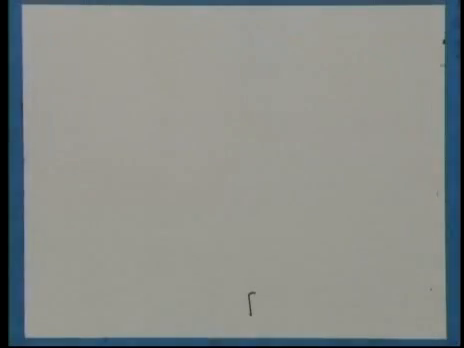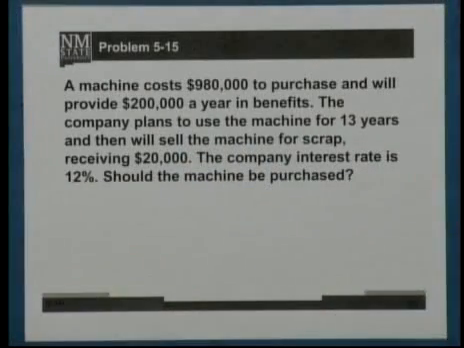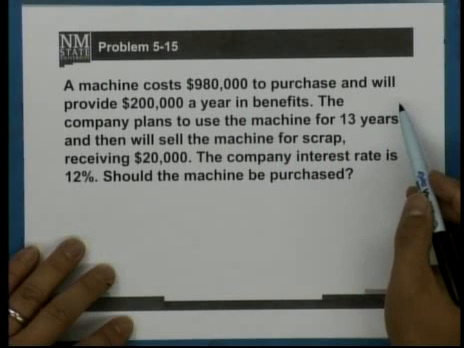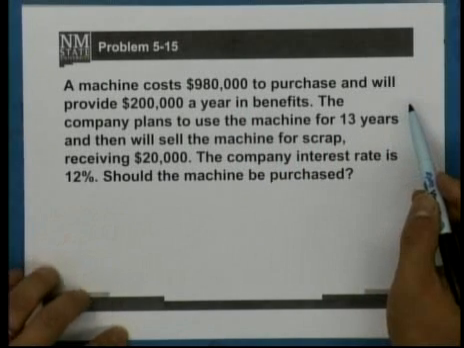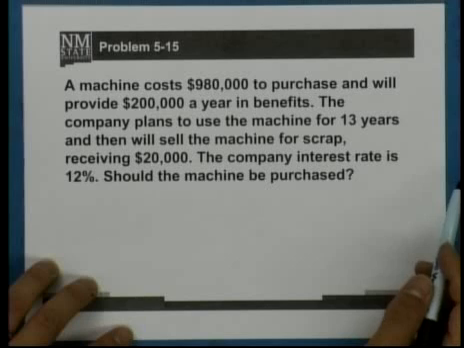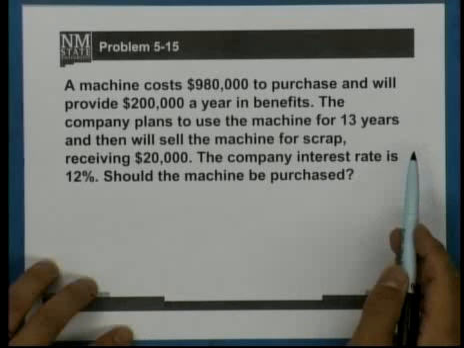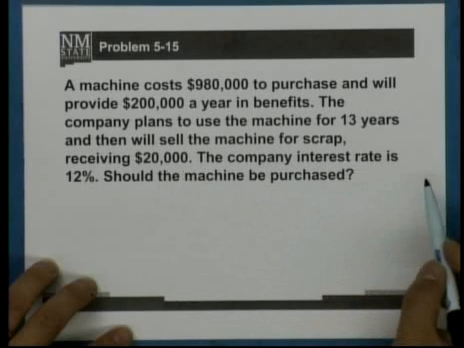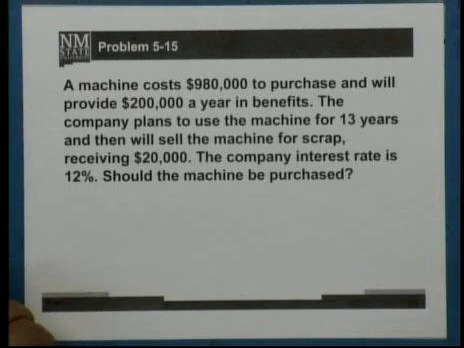Okay. And next problem that we are going to solve is, how about problem 5-15? A machine costs $980,000 to purchase and will provide $200,000 a year in benefits. The company plans to use the machine for 13 years and then will sell the machine for scrap, receiving $20,000. The company interest rate is 12%. Should the machine be purchased?